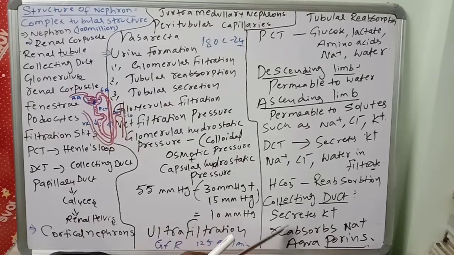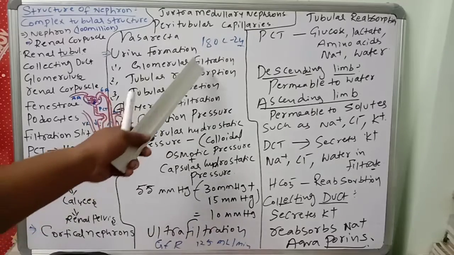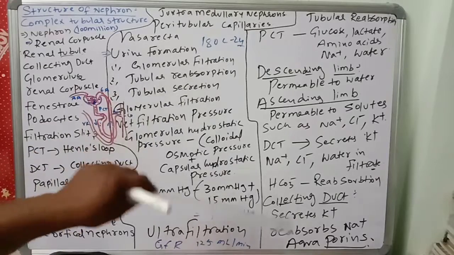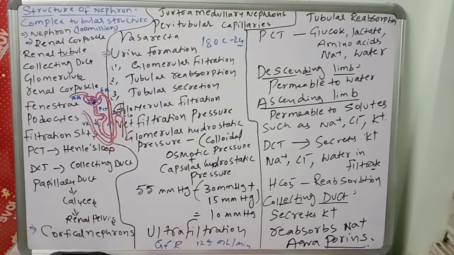The collecting duct secretes potassium and reabsorbs sodium because of the aquaporins. So aquaporins are helpful for the reabsorption of sodium and water. This is very useful information. Mainly, urine is formed based upon three concepts: filtration, reabsorption, and secretion. That's it. These three are helpful for the formation of urine.